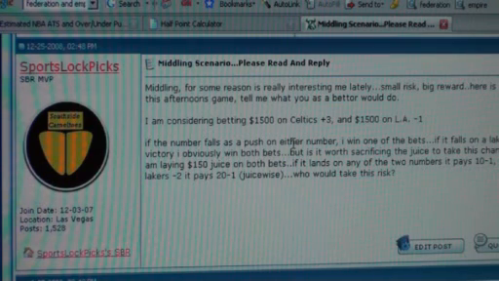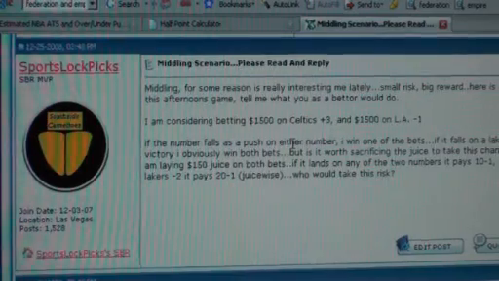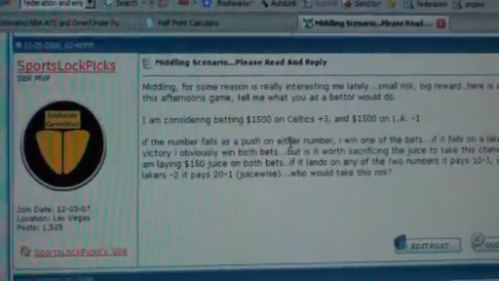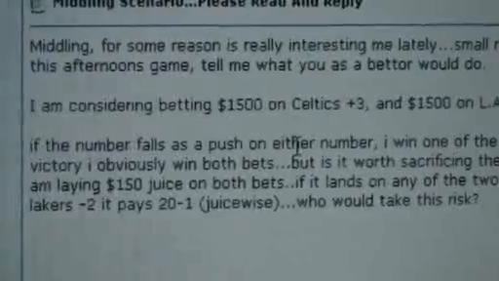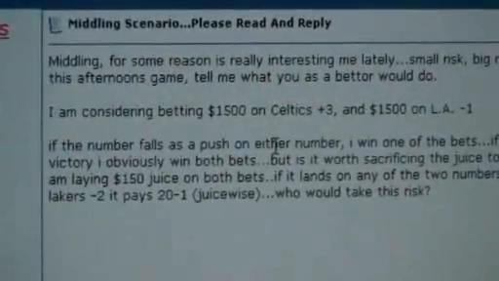This week I'm going to answer a very important question. Pure Carnage asked me to address this question raised by Sportlock Picks: should he play a middle on NBA where he can play a team at +3 and the favorite at -1? This is a very important question that any professional can answer.